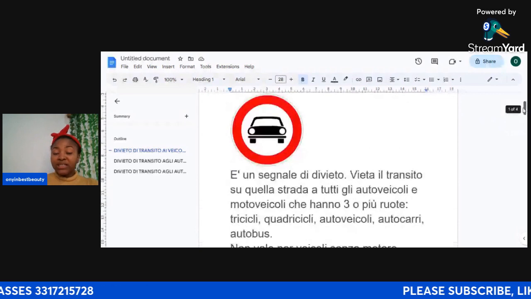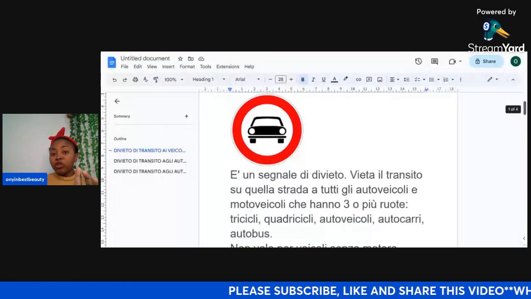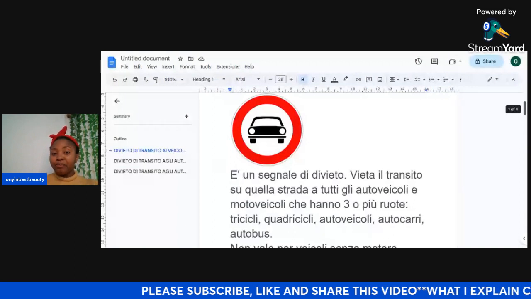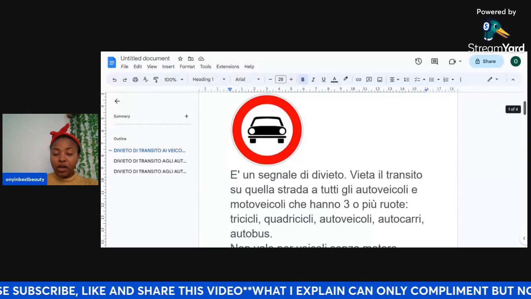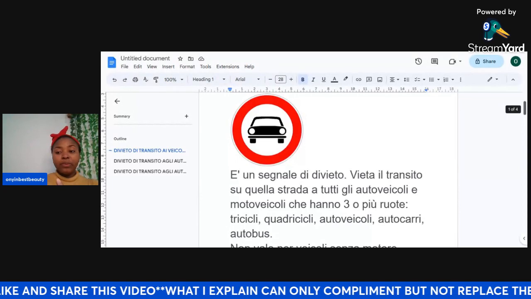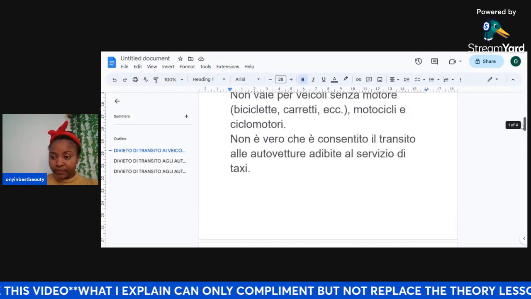Remember that vehicles without an engine, like bicycles and carrozzetta, can enter. Also remember that motorcycles can enter, and ciclomotori can enter. From tricicli onwards, please watch out for this sign.